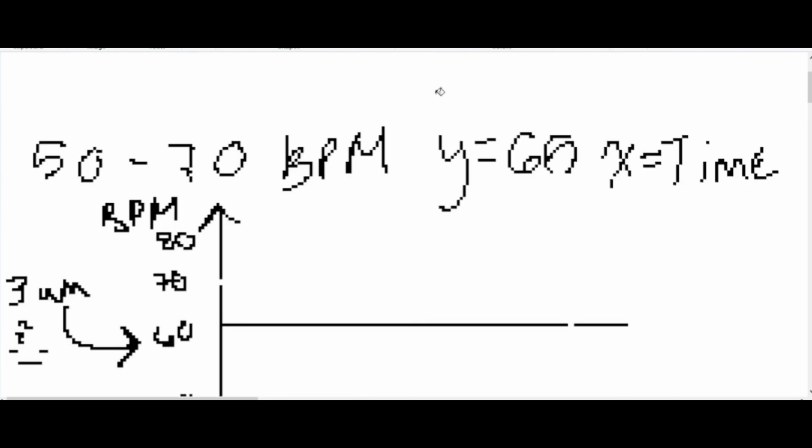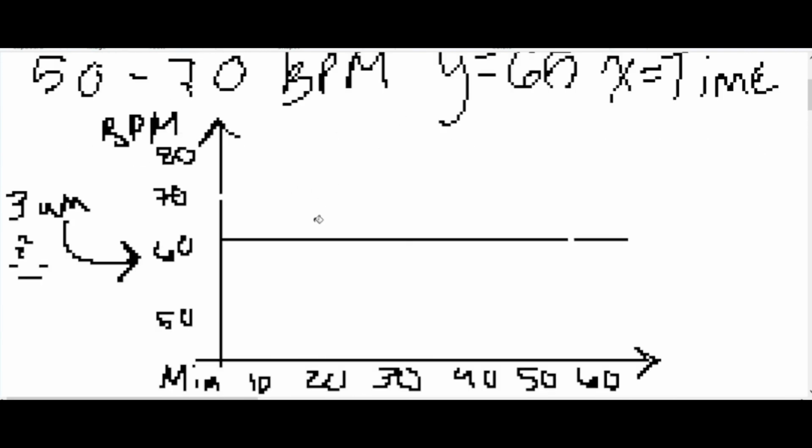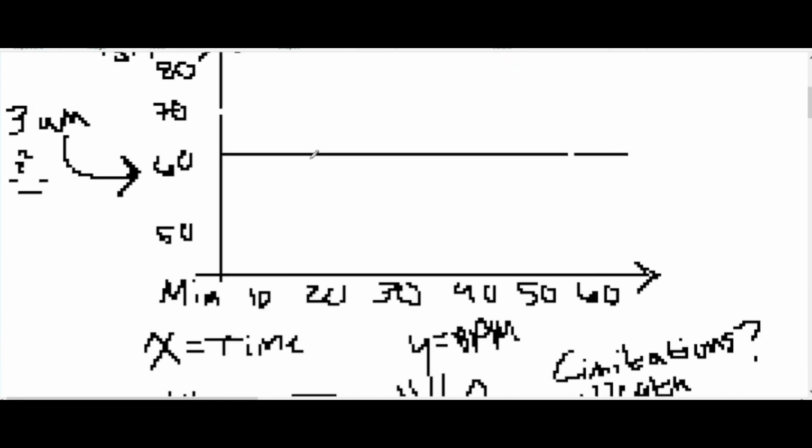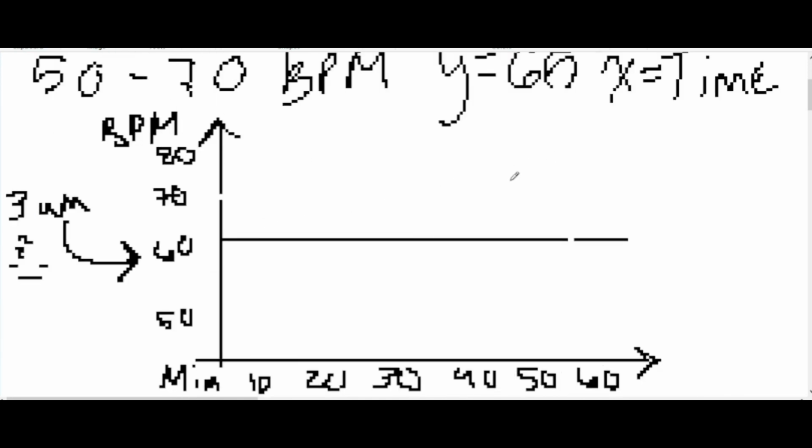Okay, anyways, as you can see from this very poorly made graph, this is your constant. Y equals 60 is your constant, no matter what. So that's fun.